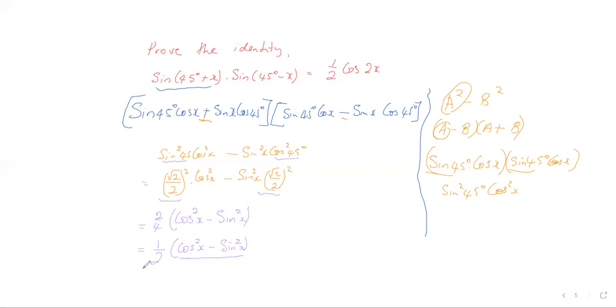So that will become 1 over 2 into cos 2x, which is equal to 1 over 2 the cos of 2x. And this is equal to what you see on the right hand side. So you have successfully managed to prove that the left hand side is equal to the right hand side.